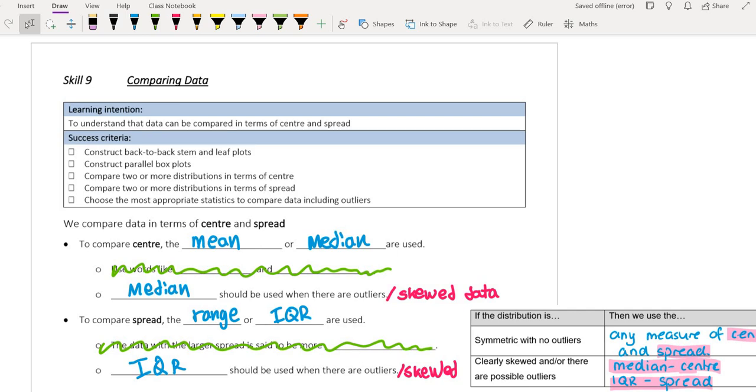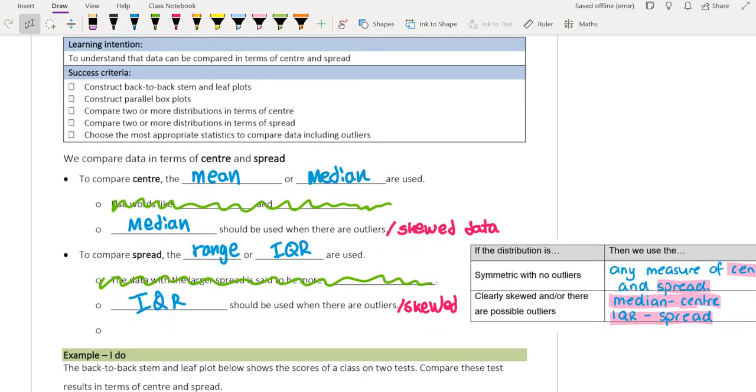Alright, so far in this topic we've learned how to collect data, how to analyze them, how to display them in different ways, and we come to comparing data in this skill. When we compare data, we generally just compare them in terms of their center, so where the center of the data is, and how spread out the data is. So we're looking at center and spread when we're comparing data.